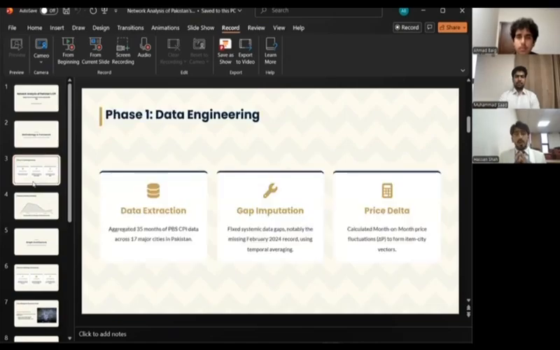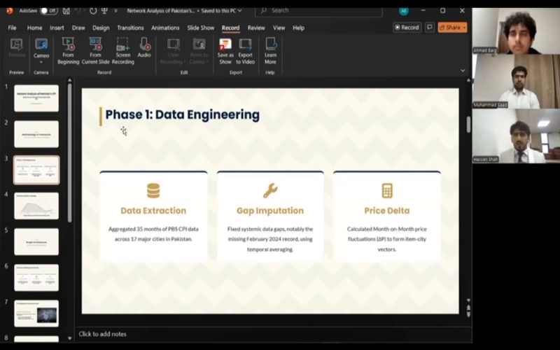Now, please click to slide number 3. I am going to discuss phase 1. Our dataset consists of 35 months of PBS CPI data spanning 17 major cities. Real world data is rarely perfect. So, our first challenge was handling systematic gaps, specifically a complete missing record from February 2024. Rather than dropping the data, we wrote a Python script to perform a temporal average between January and March 2024 to cleanly impute the missing month.